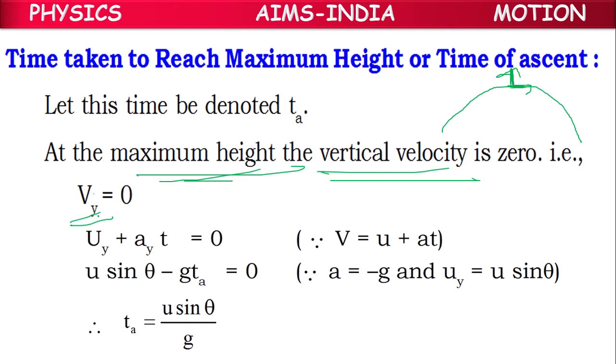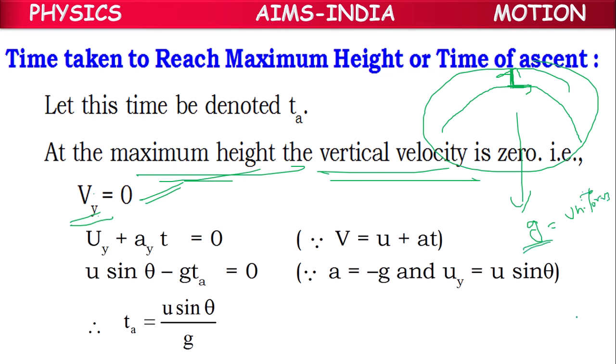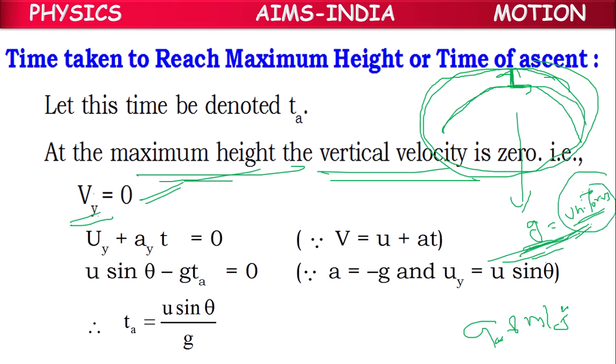So Vy, vertical velocity, is 0, but the oblique projectile is under the influence of g, which is uniform. The g value is uniform at all places. Acceleration due to gravity value is 9.8 meter per second square on the earth. Means the oblique projectile is under uniform acceleration. It's an example of uniformly accelerated body.